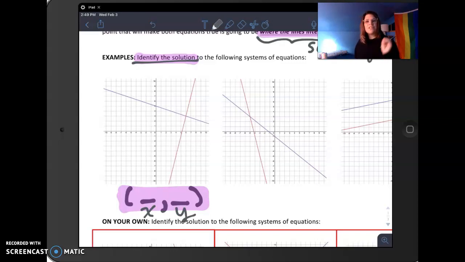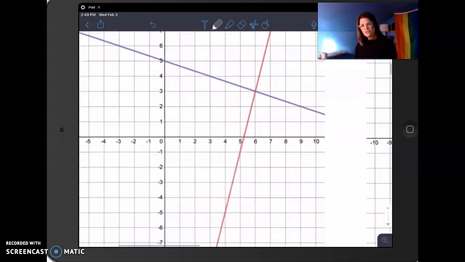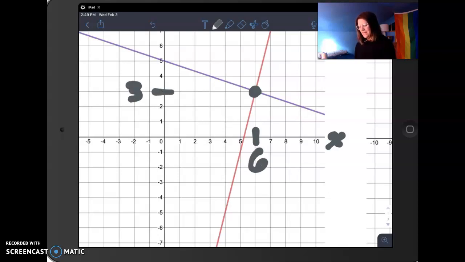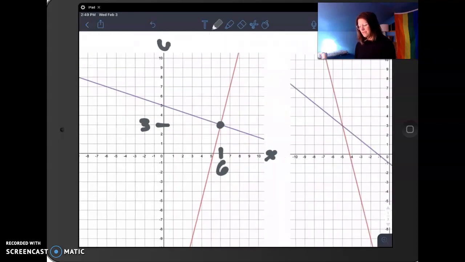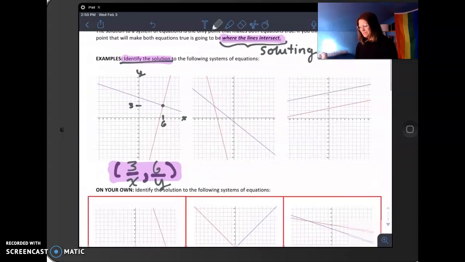So what is the solution to a system of equations? It's just where the lines intersect, just like we talked about right up here. So look at the graph. Look at the two lines that are being graphed. Where do they intersect? Well, they intersect on the x-axis at 6. They intersect at the y-axis at 3. Remember, y goes up and down, x goes side to side. So all we have to do is come down here and say, oh, my x was 3 and my y was 6. Seriously, that's it. All right, let's do the next one.